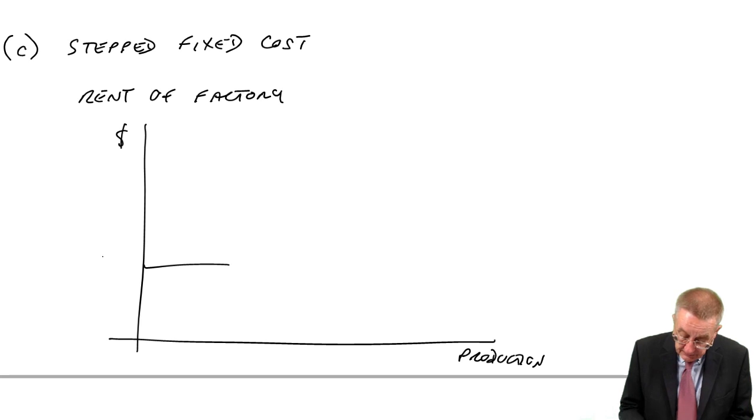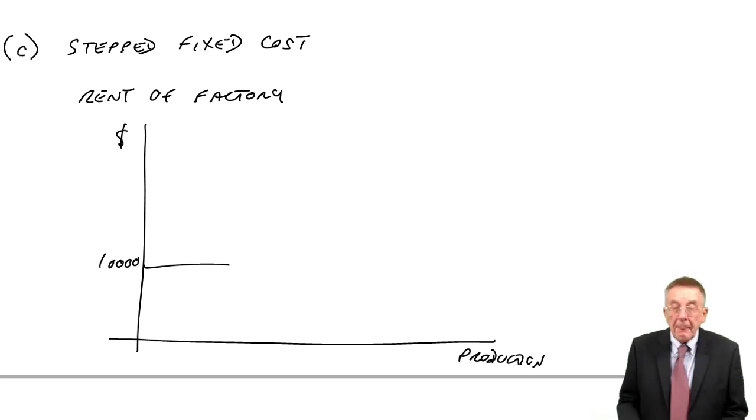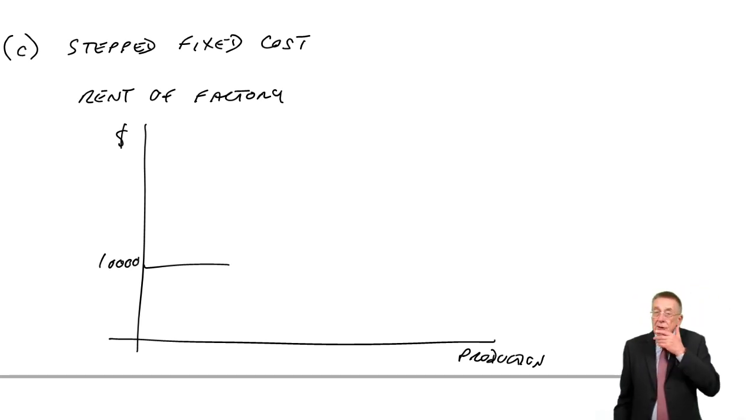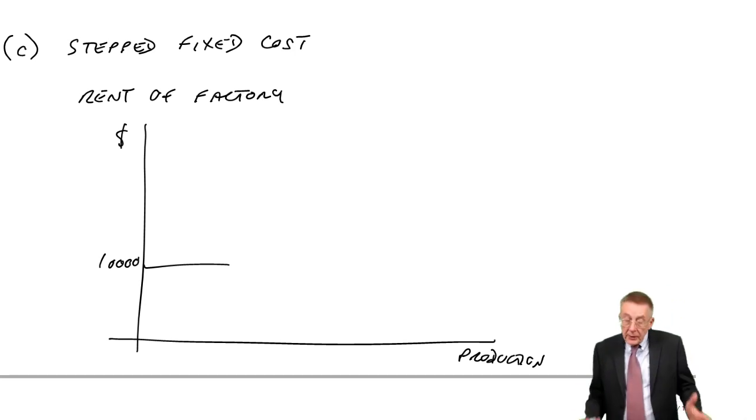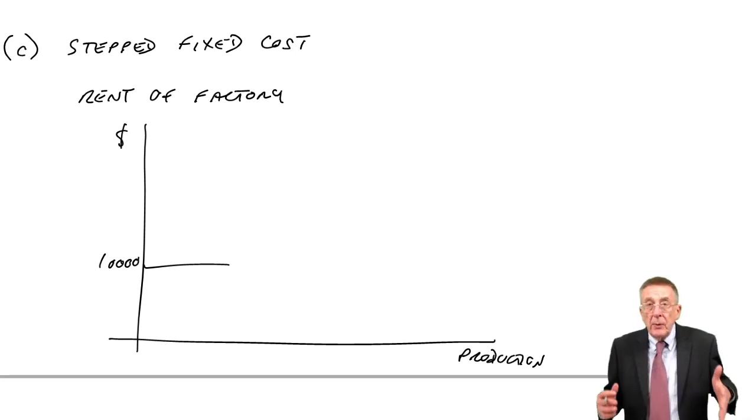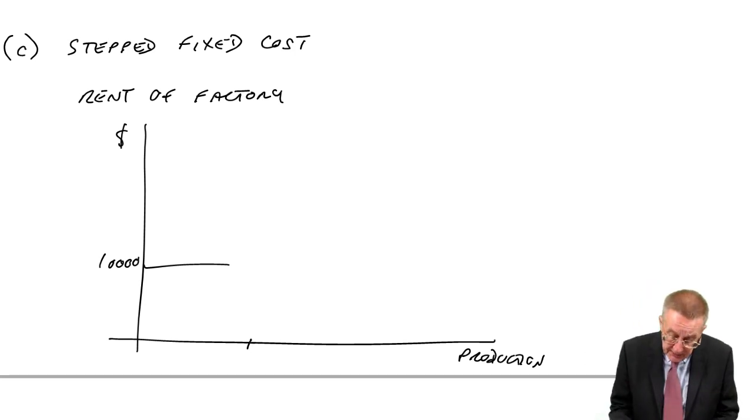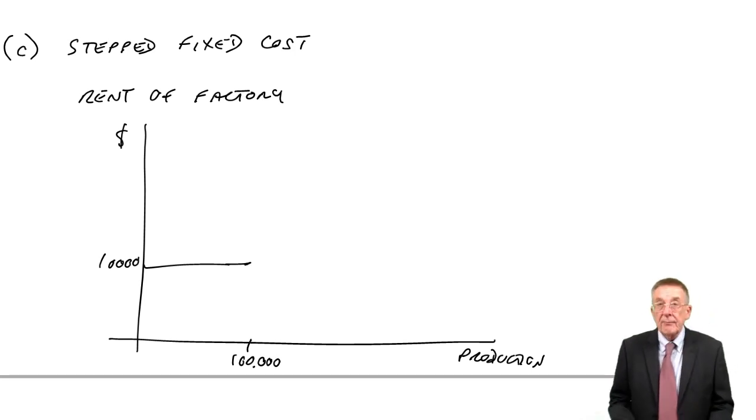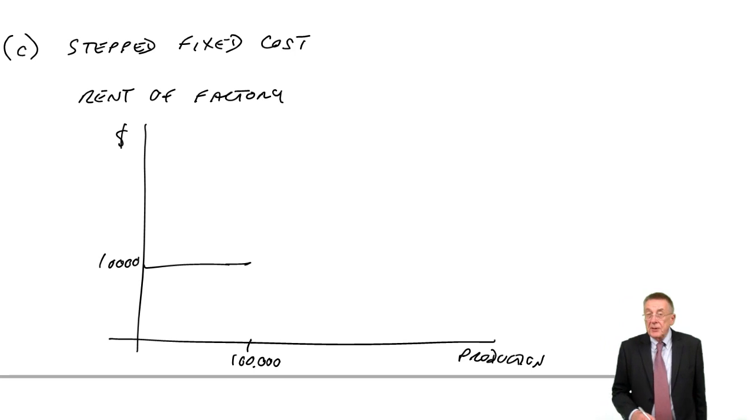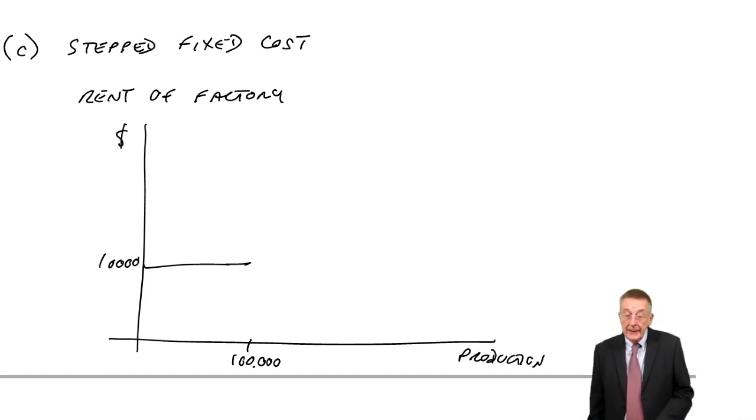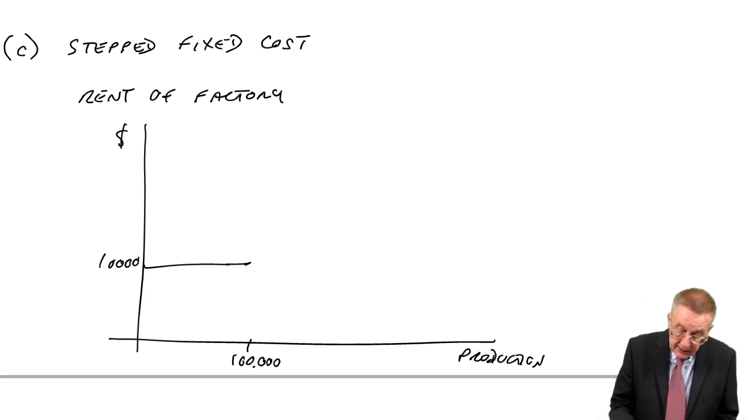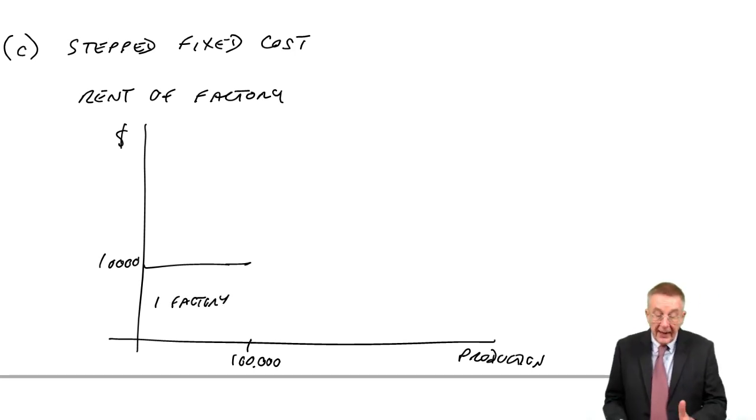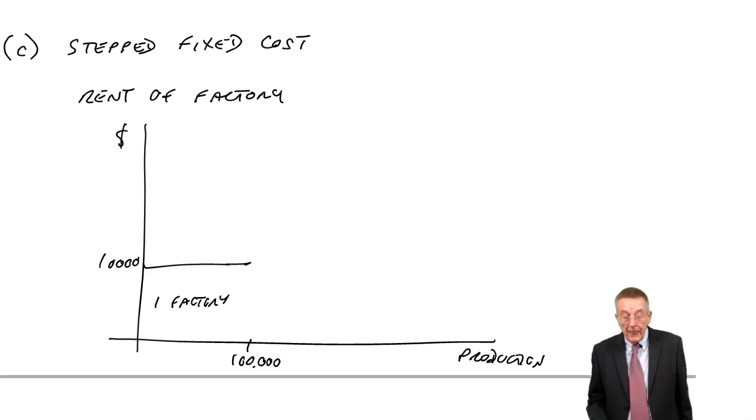Maybe it's 10,000. But that factory is only capable, the maximum we can produce in the factory is perhaps 100,000 units. And if we started to produce more than 100,000, we'd need a second factory. So up to 100,000, we just need 1 factory, so we're paying $10,000.